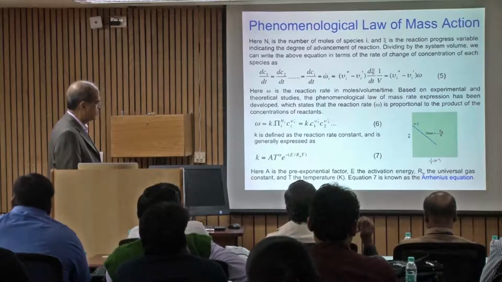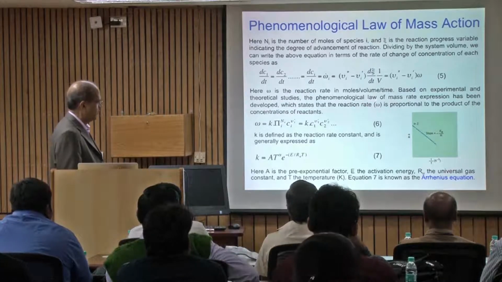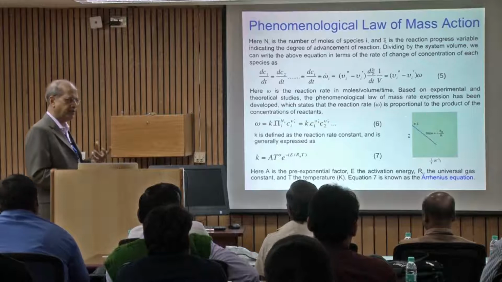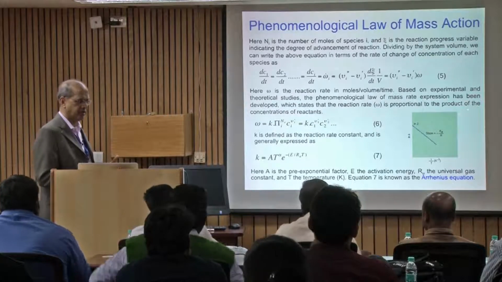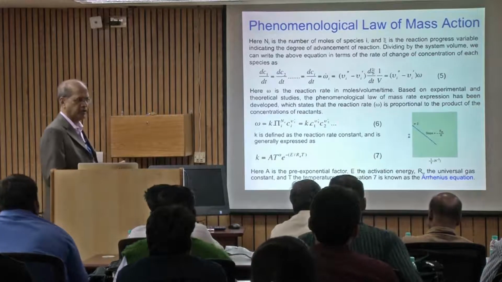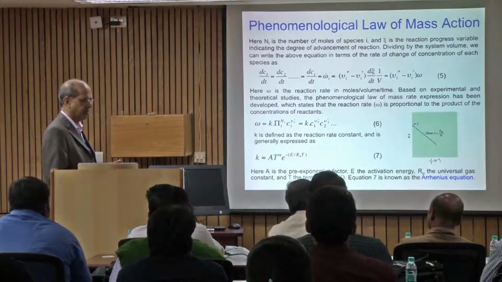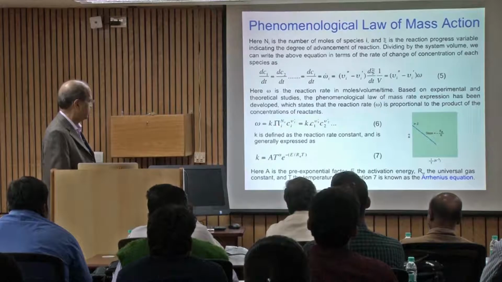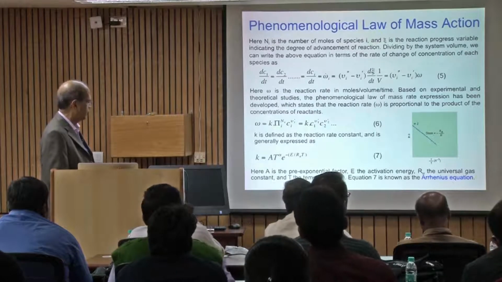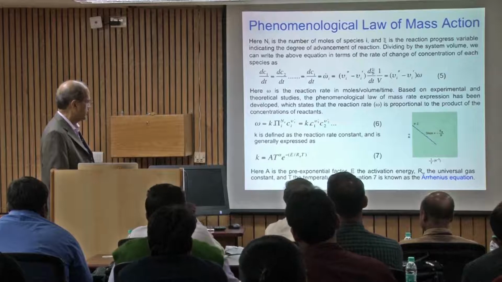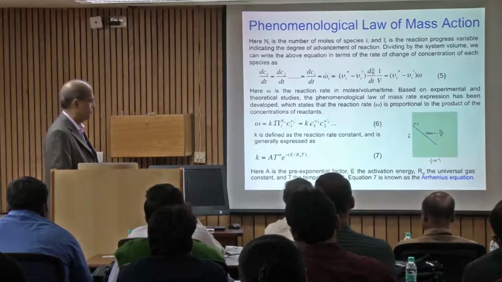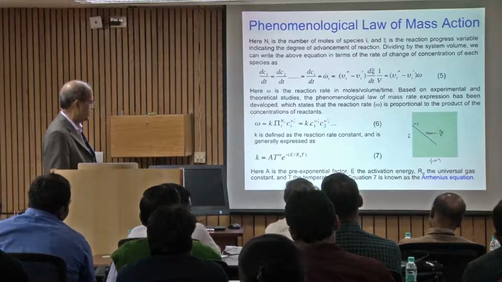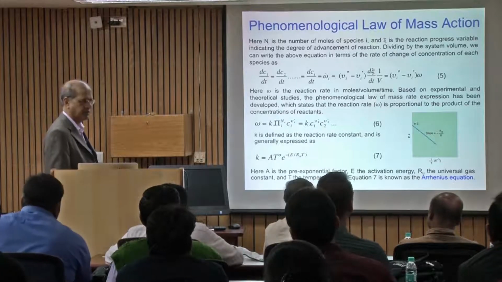This is the phenomenological law of mass action rate. You cannot have a formal proof for this rate. It's all proven empirically: if you apply it to different reactions, you find that it is valid. Just like Newton's law, you cannot prove it, you prove it only by demonstration. This is a very fundamental equation for elementary reactions. K is the reaction rate constant. It's a very strong function of temperature, and is called the Arrhenius equation. So this is the Arrhenius equation.